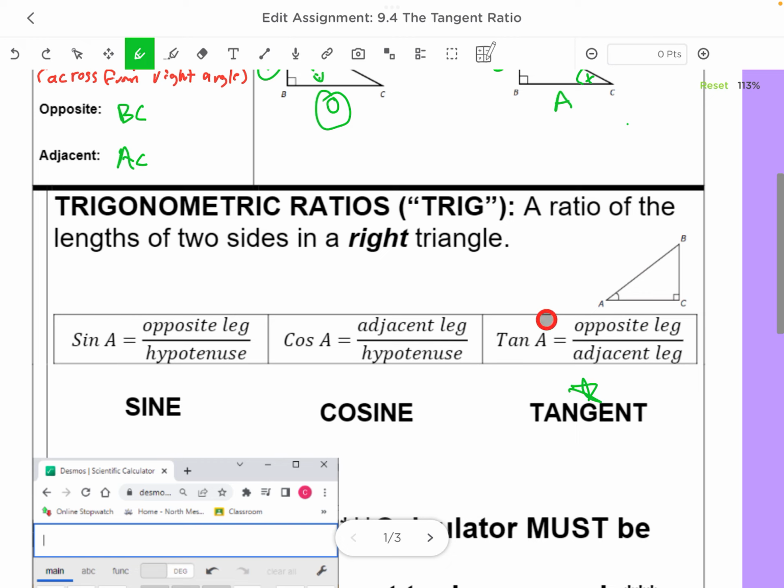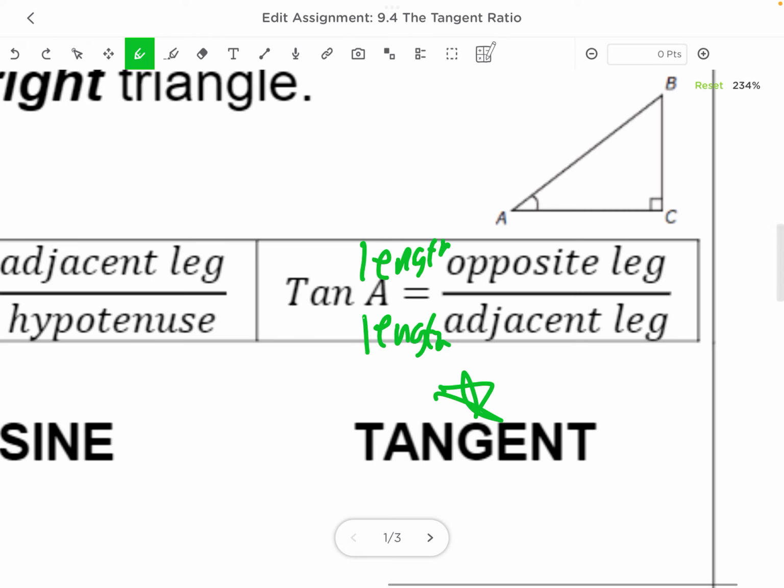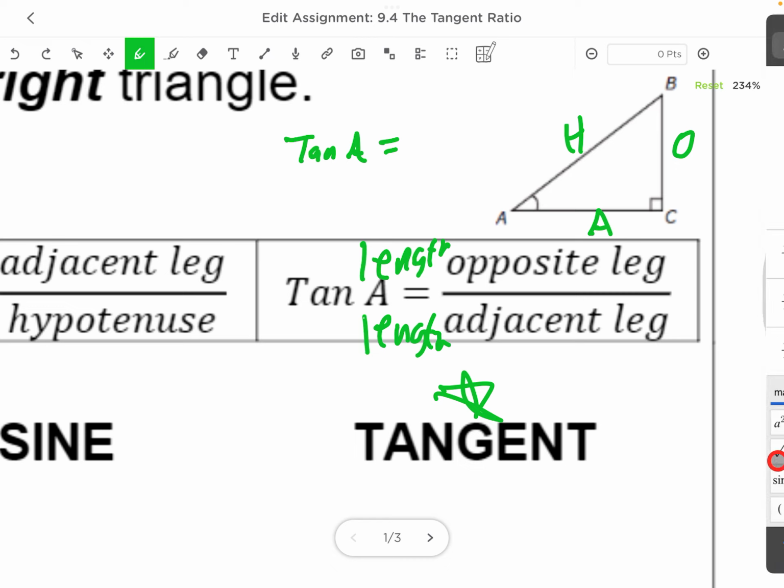Tangent is when we're talking about the length of the opposite leg over the length of the adjacent leg. That's why we labeled those. Say we're looking from the perspective of A right over here. We would say the tangent of A is equal to the opposite leg, which would be BC, over the adjacent leg, which would be AC.